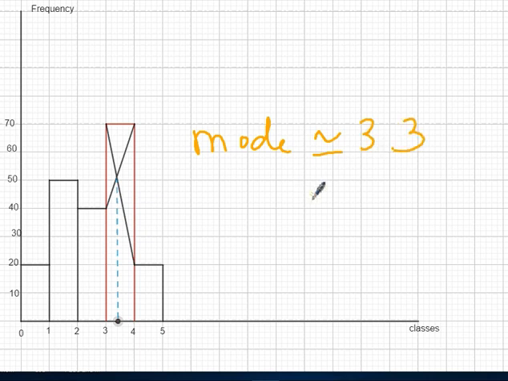Okay, so this is how we find the mode graphically, and algebraically I will just show you how to use the formula. Okay, thank you.